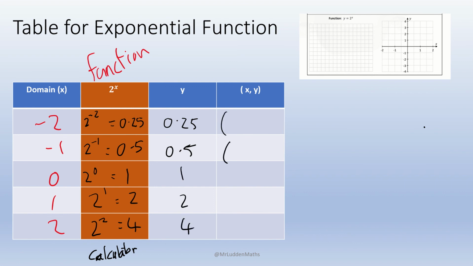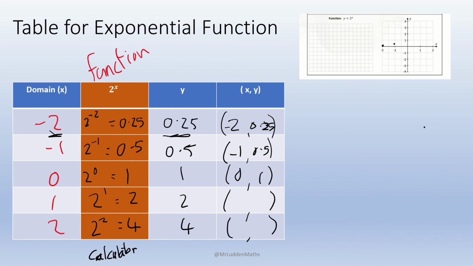And your point here is going to be for each of those things that you've subbed in. Let's just fill in. The point here is going to be x is -2 and 0.25. So -2, 0.25. And on the graph, I will do this on the bigger graph in a minute, but it's going to be about there. -1, 0.5 is going to be there.